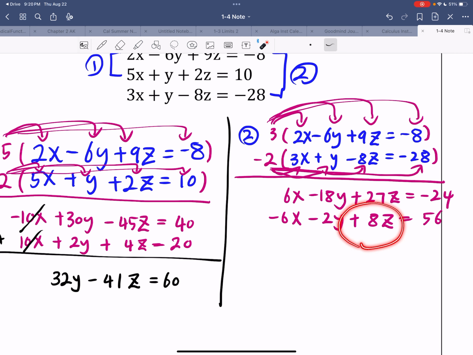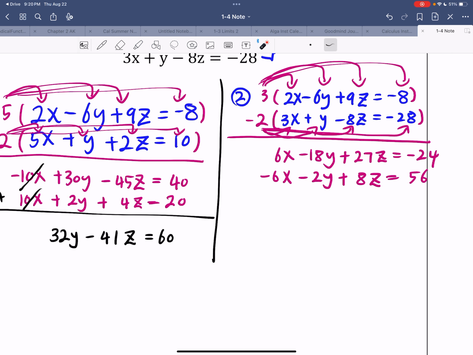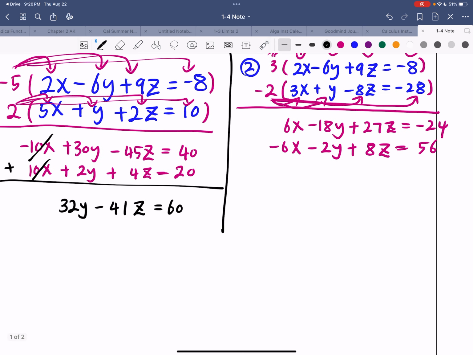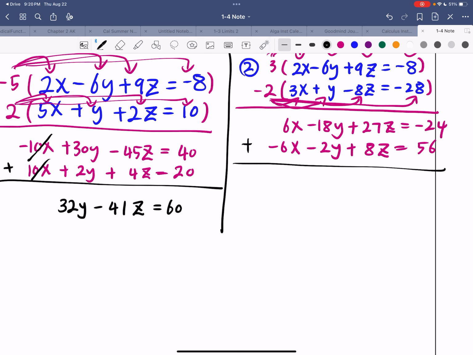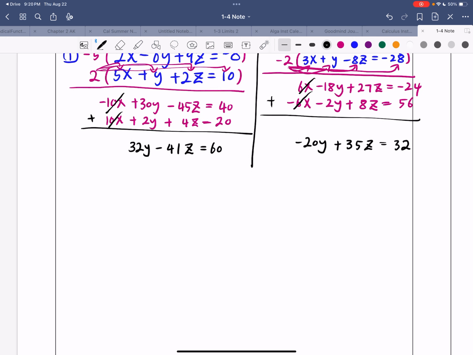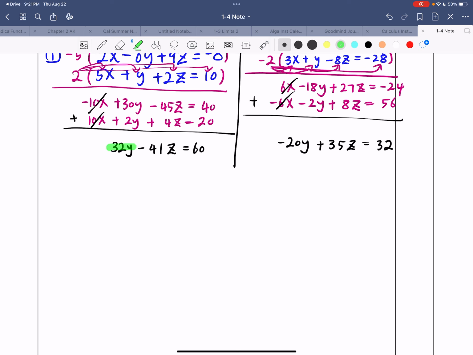Many people usually make mistakes on the signs here because it is too long. There are so many places that you can make a mistake. So be careful with that. So let's add them. So these two disappear. Negative 18 minus 2 is negative 20y. 27 plus 8 is plus 35z equals negative 24 plus 56 is going to be positive 32. All right, so now look at these two equations.